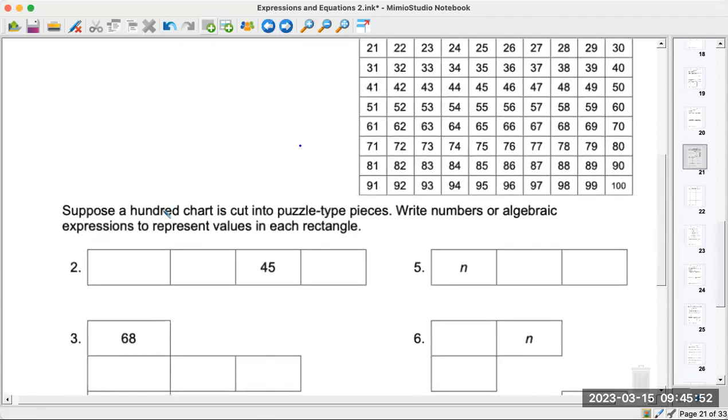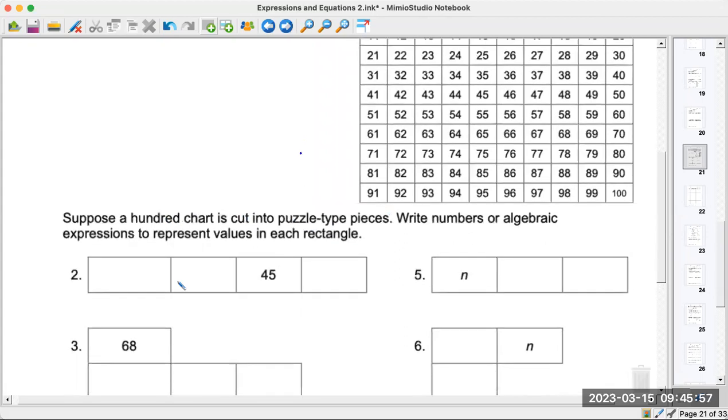All right, so suppose a 100 chart is cut into puzzle type pieces. So we're taking out 1, 2, 3, 4 numbers from our number chart. Numbers, or here's the deal, algebraic expressions. Remember, an expression has a variable and a number. A variable could be any letter. It stands for a number. It represents a number. So we're going to use the letter N for number to represent values in each rectangle.